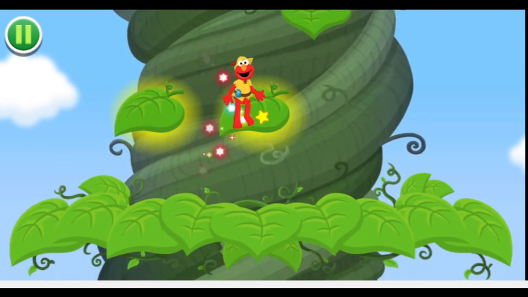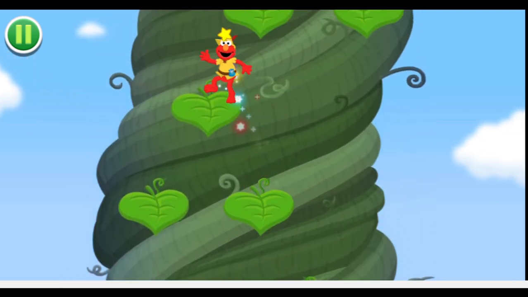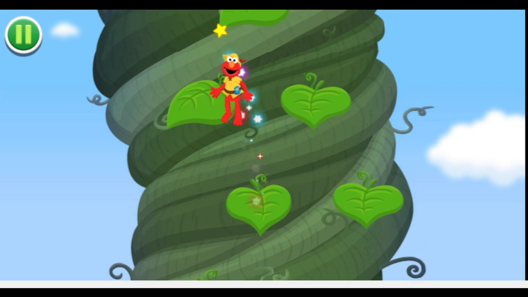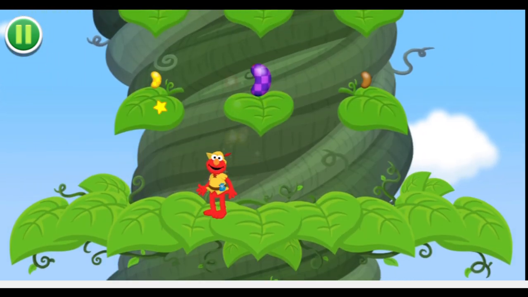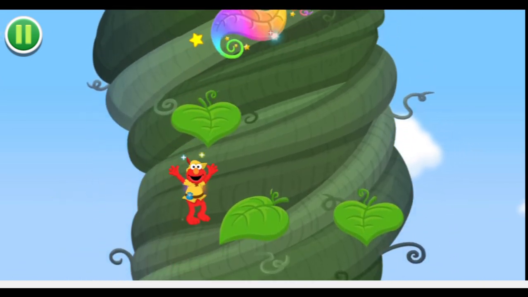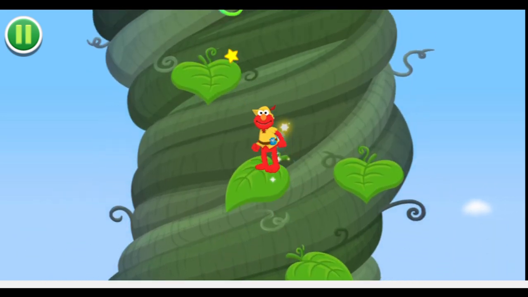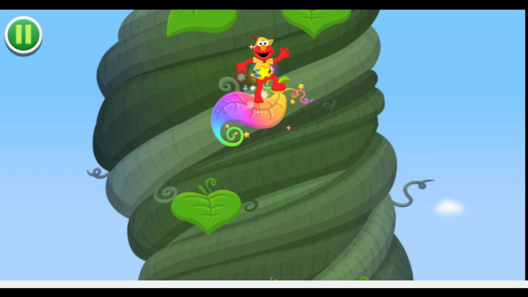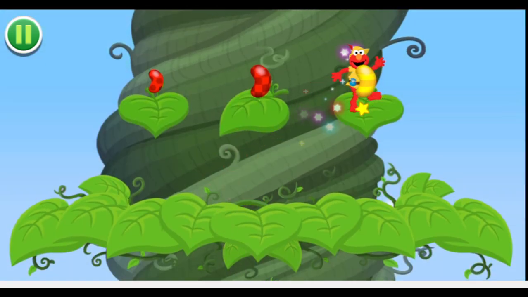Click on the leaf you want Elmo to jump to. Cool! Keep looking for all the yellow beans. That's right! Click on the leaf you want Elmo to jump to. Mega Bones! Keep looking for all the yellow beans. Excellent!